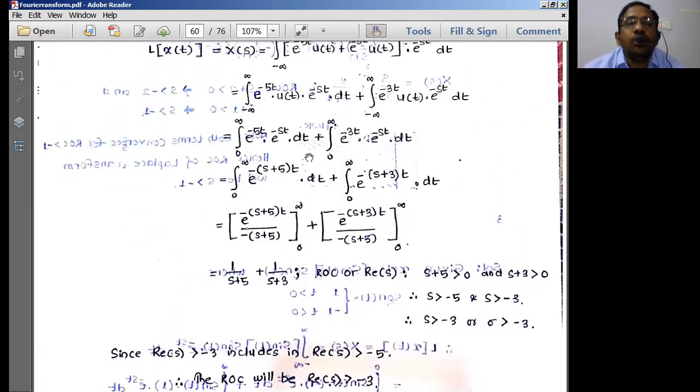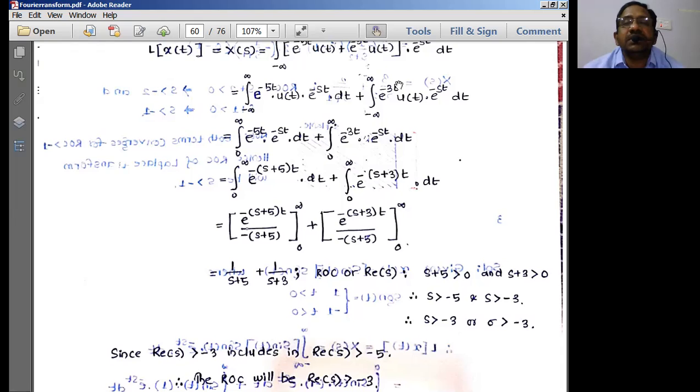You simply get 0, right? So over the limits minus infinity to 0, u of t is 0. So 0 into something is 0. Then from the limit 0 to infinity, u of t is equal to 1. So 1 into something is going to be that something. So we have got this particular equation, right?